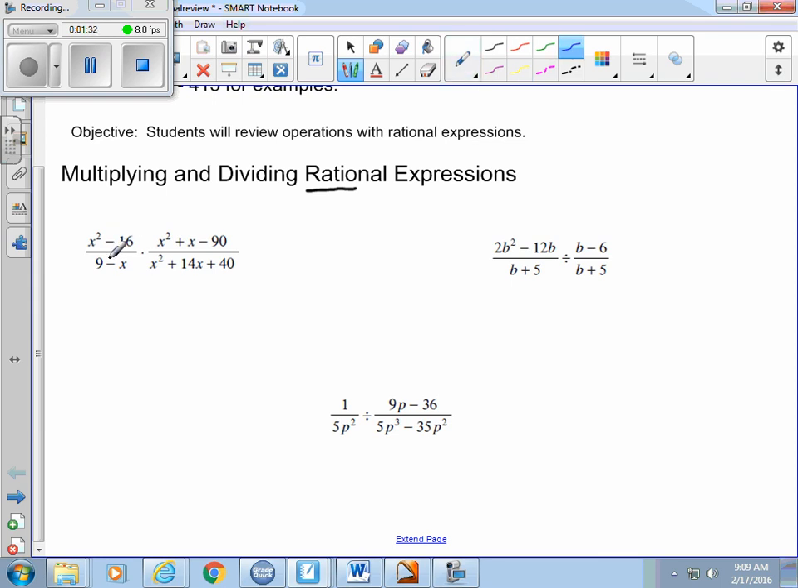X squared minus 16. How do you factor x squared minus 16? Difference of perfect squares. Good. Very good.